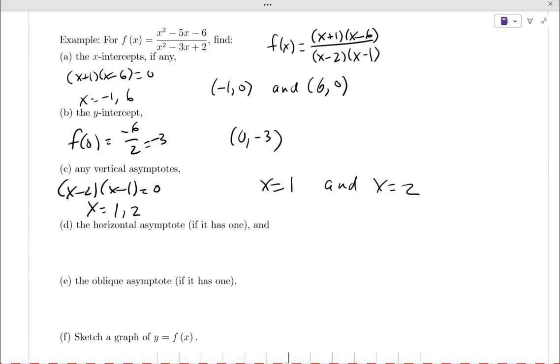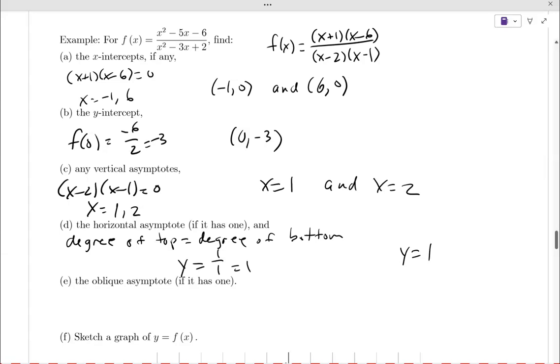Well, what's the degree of the top? In the bottom? 2. So which case is it? Do we have a horizontal or an oblique? A horizontal, and what will the horizontal be in this case? 1, right? So for a horizontal asymptote, the degree of the top is equal to the degree of the bottom. Your horizontal asymptote is the ratio of the leading coefficients. Your leading coefficients here are 1 in both cases, right? So y equals 1 is your horizontal asymptote.